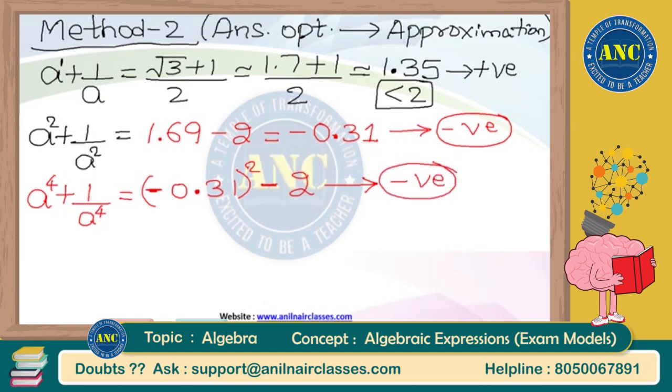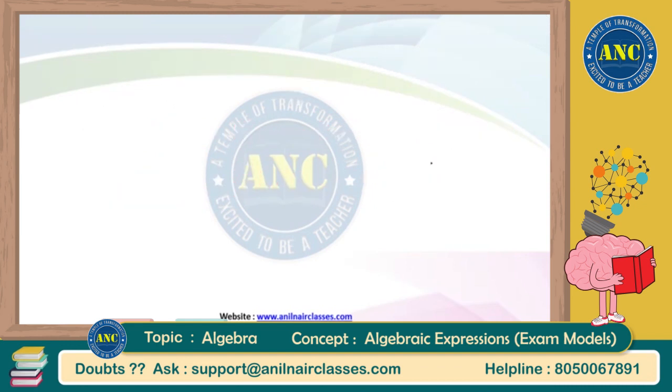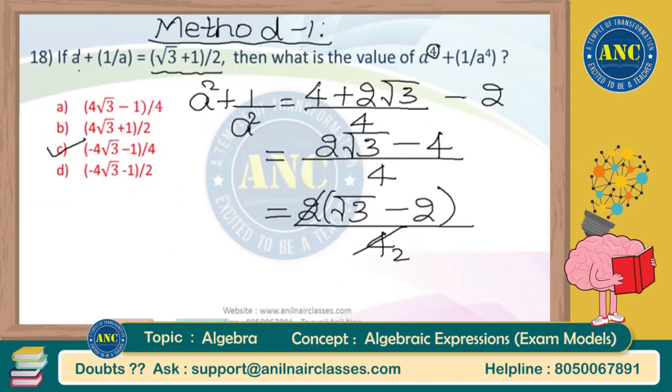That means a simple conclusion says that a power 4 plus 1 by a power 4 should be a negative value. Now let me come to the answer options which are given. Let me list out all the answer options.